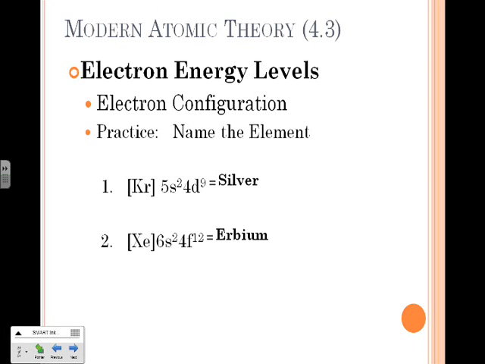1 is silver, 2 is erbium, 3 is potassium. So I hope you got all of those correct, but if you didn't, make sure you star them, and we'll talk about them once we get into class.